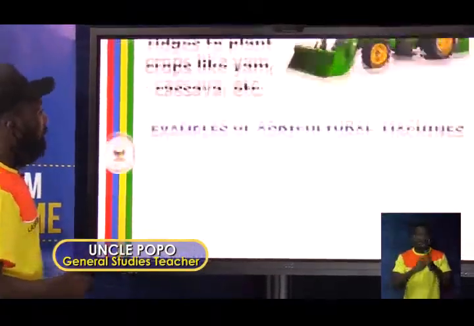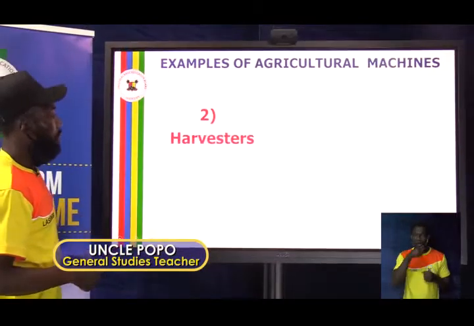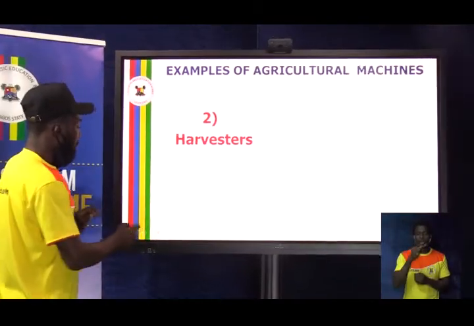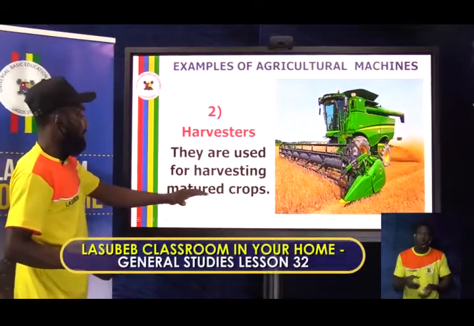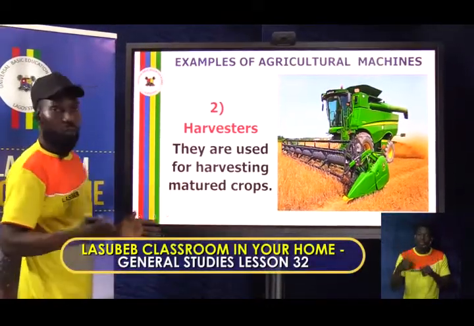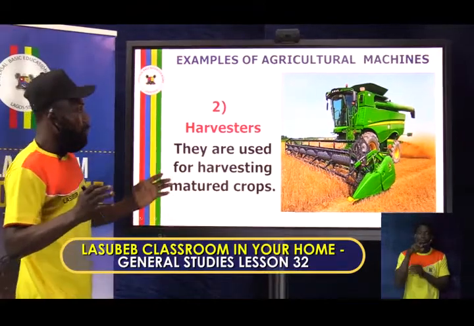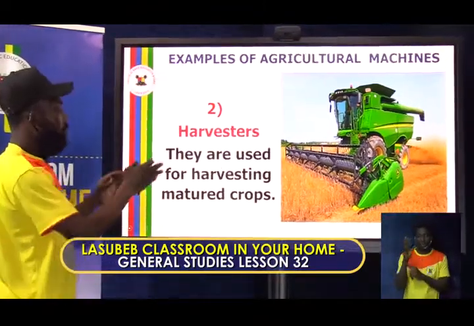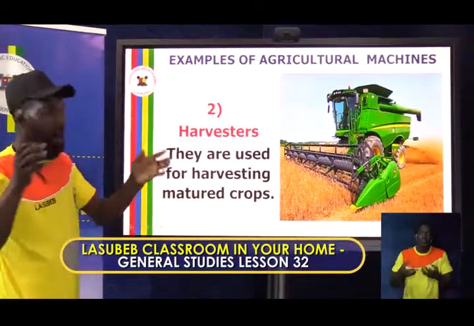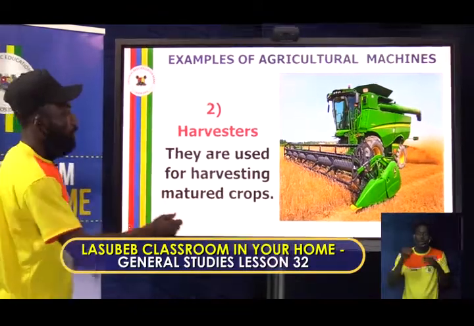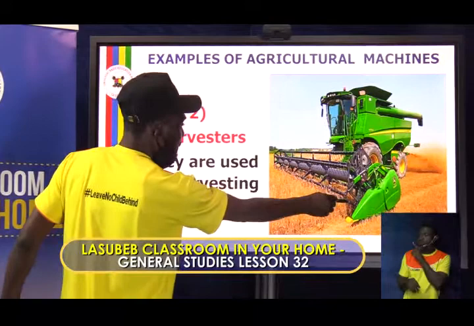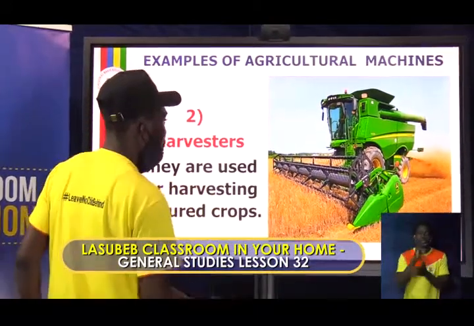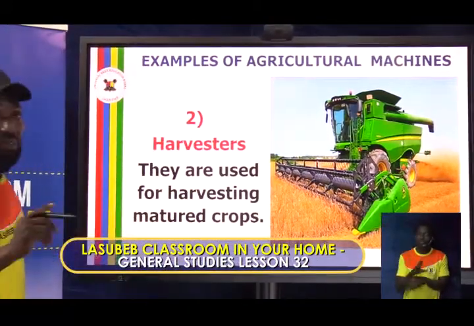Let's look at another example of agricultural machine, and this one is the harvester. They are used for harvesting matured crops. When your crops are grown to be harvested, we use harvesters for harvesting those matured crops. You can see from the picture here, this is a harvester harvesting the matured crops. That's the work we use harvesters for.